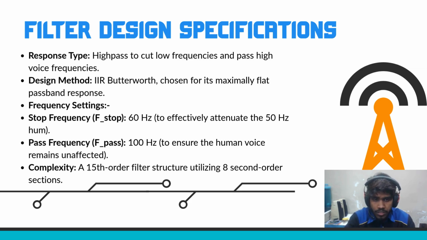Looking at our frequency settings, we set the stop frequency at 60 Hz. This ensures we heavily attenuate the common 50 Hz mains hum caused by electrical equipment. The pass frequency was set to 100 Hz to ensure that the natural richness of the human voice remains unaffected. To achieve a sharp enough transition between these two points, we implemented a high complexity 15th order structure using 8 second order sections.